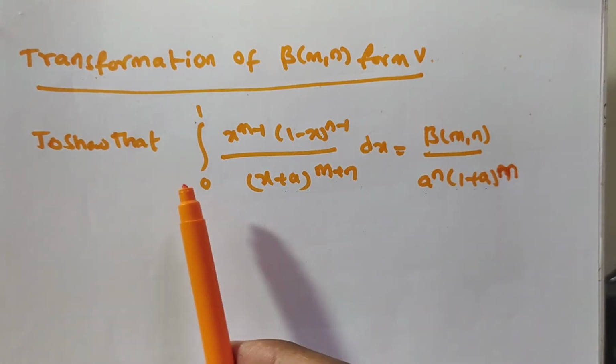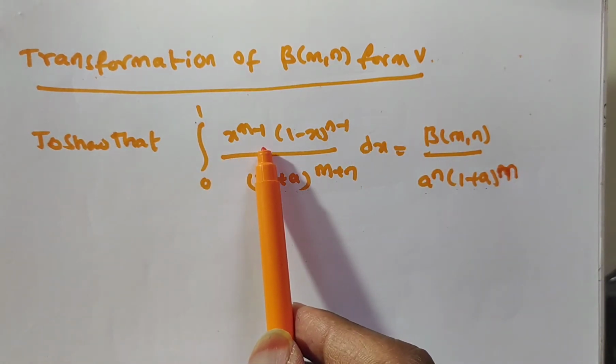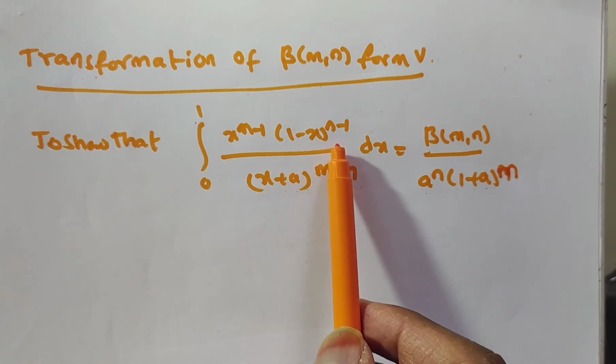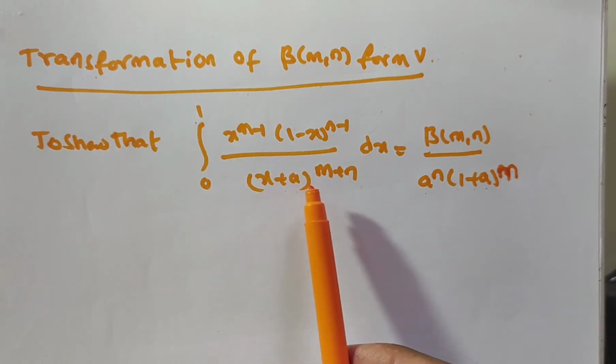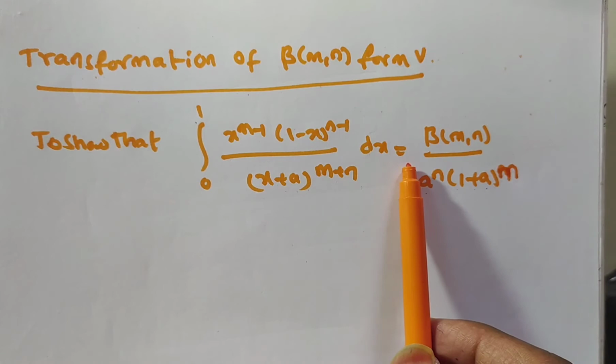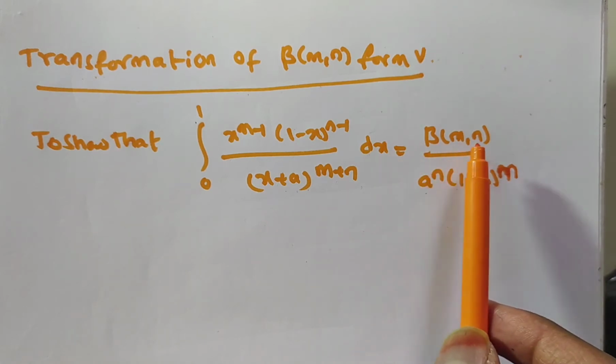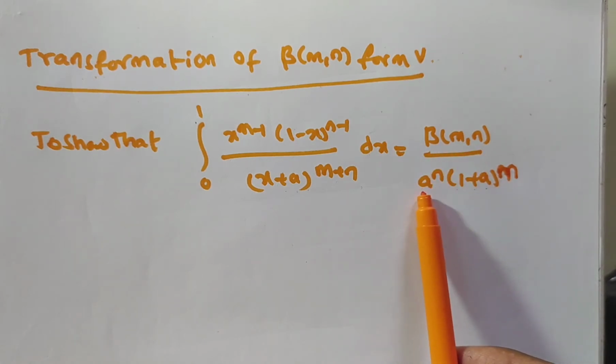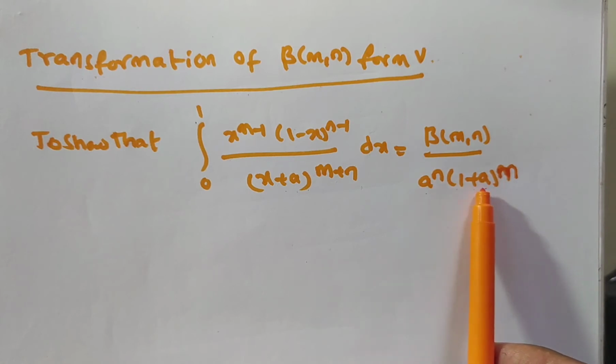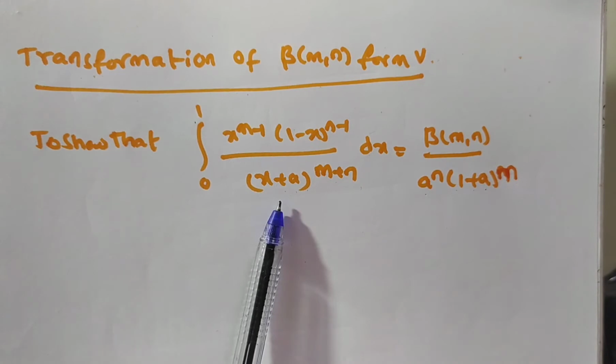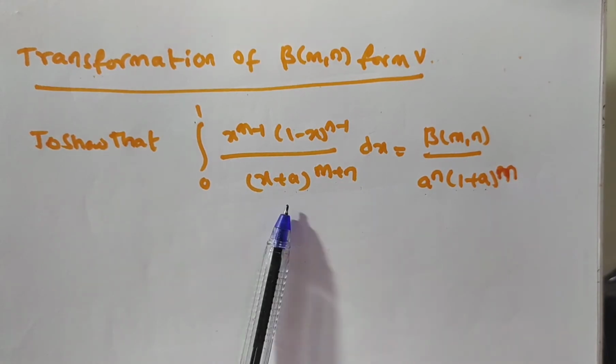To show that integral 0 to 1 x to the power of m minus 1 into 1 minus x to the power of n minus 1 dx by x plus a to the power of m plus n value is equal to beta of m comma n ratio by a to the power of n into 1 plus a to the power of m. Here you observe this term is containing x, denominator is containing x plus a.